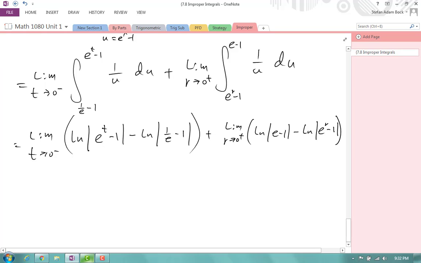Very unfortunately, the limit as t goes to 0 minus, we'll just go ahead and apply the limit. If I plug in 0 minus, as t goes to 0 minus, e to the t goes to 1, which means I have 1 minus 1, which goes to 0. But as natural log goes to 0, it goes to negative infinity. So this is negative infinity minus, well, some number.